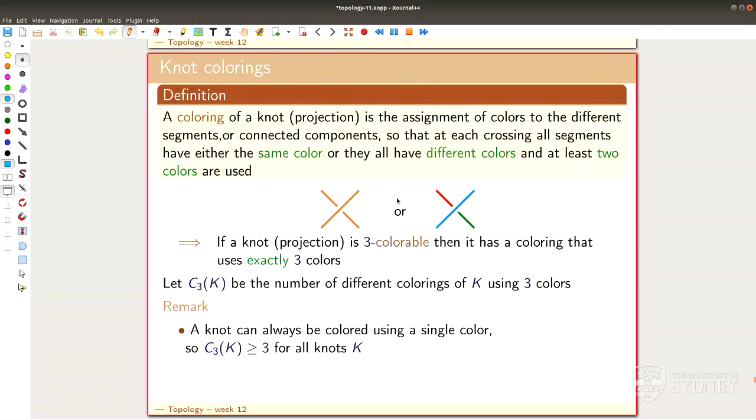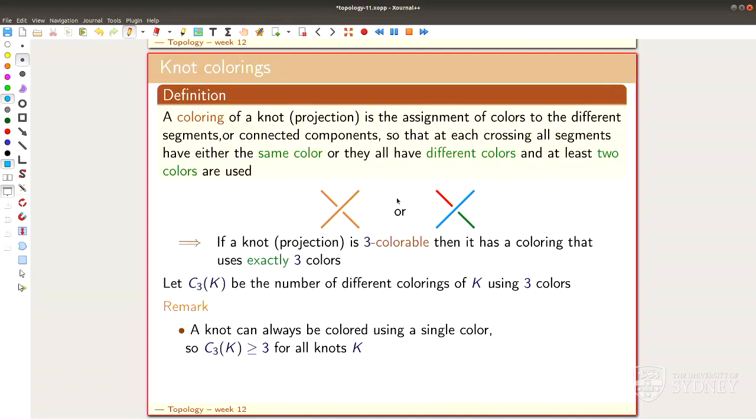And we would like to count the different number of three colorings of a knot. And that's a knot invariant. In this setup, I count the boring ones as well. So there is a monochromatic blue coloring, there's a monochromatic red coloring, there's a monochromatic green coloring, so this is at least three. And I care about the rest. So it's at least three.